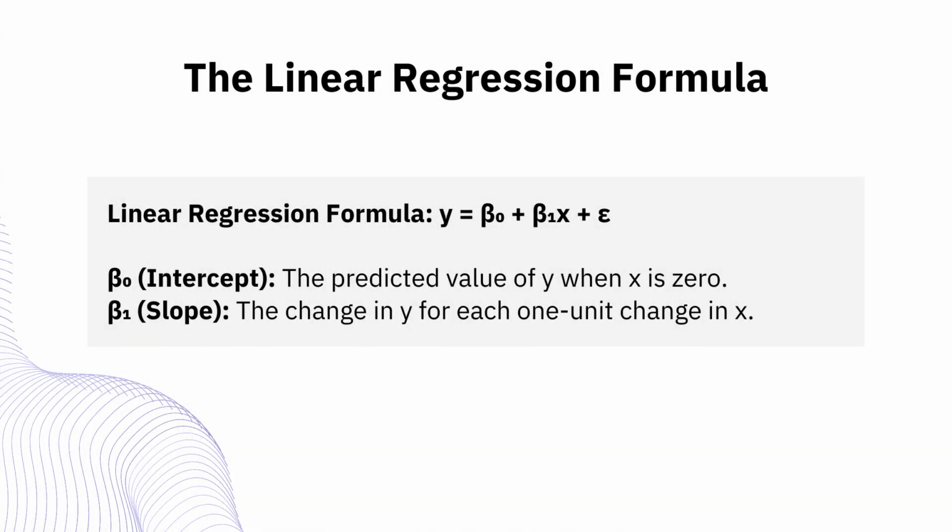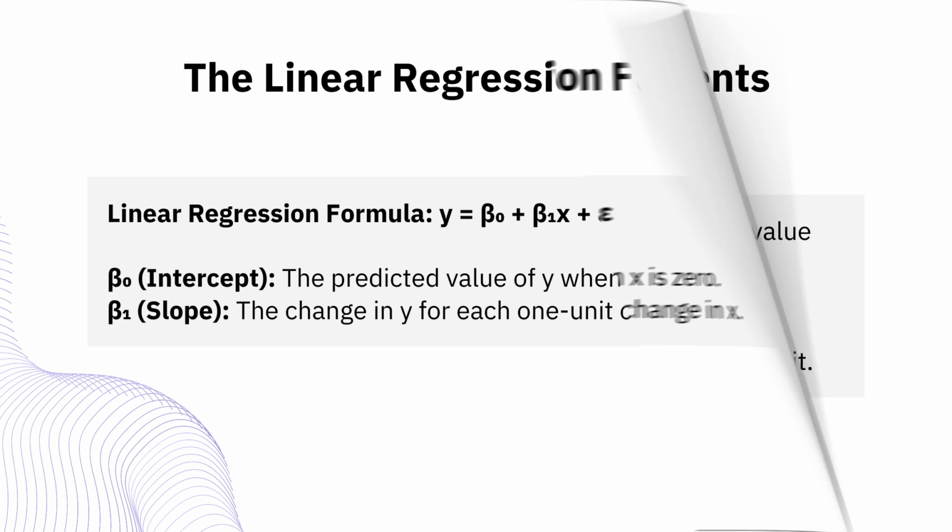In this formula, beta 0, or the intercept, represents the predicted value of the dependent variable when the independent variable is 0. Beta 1, the slope, tells us how much y changes for each 1 unit change in x.